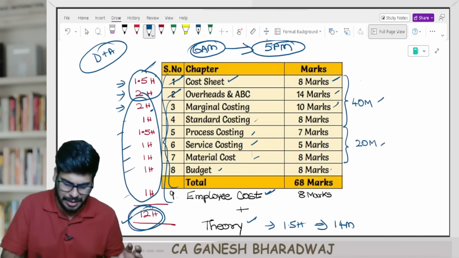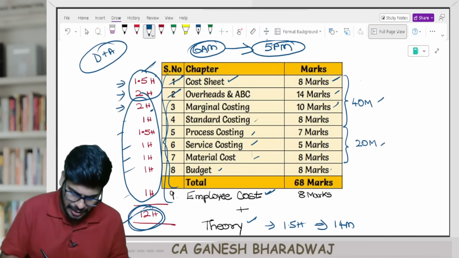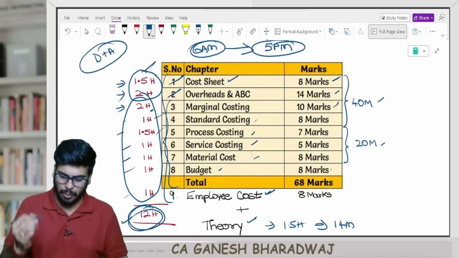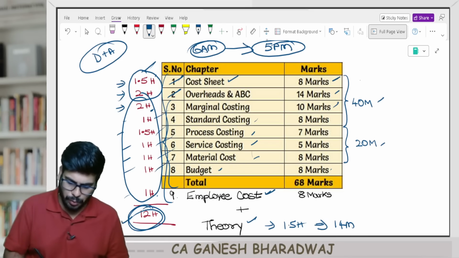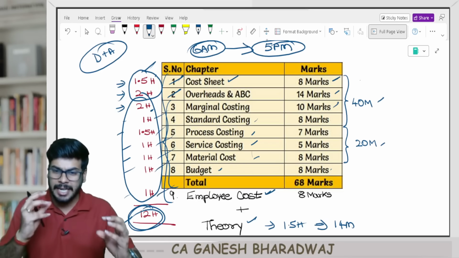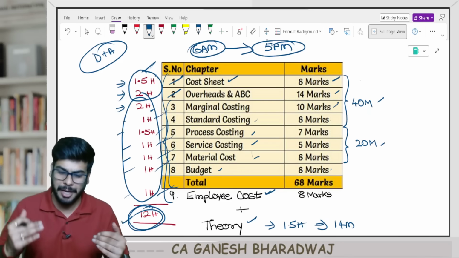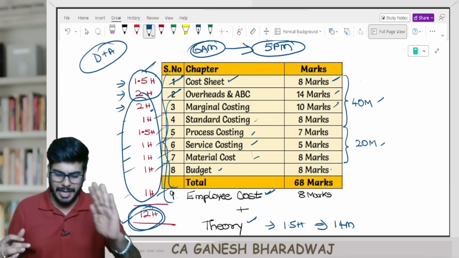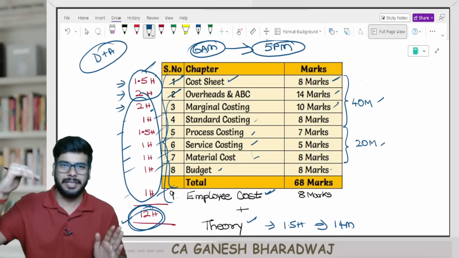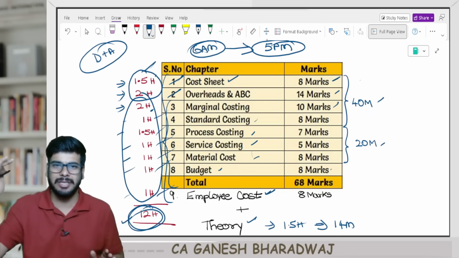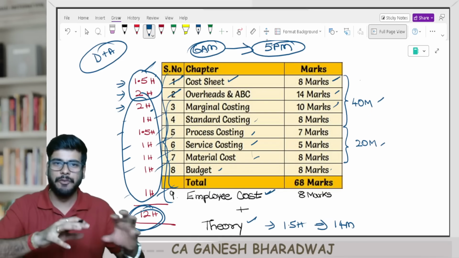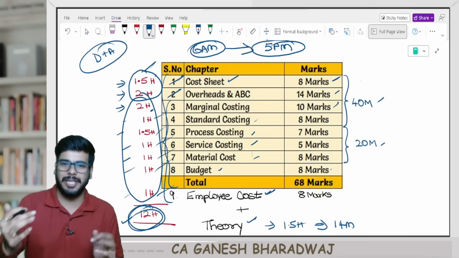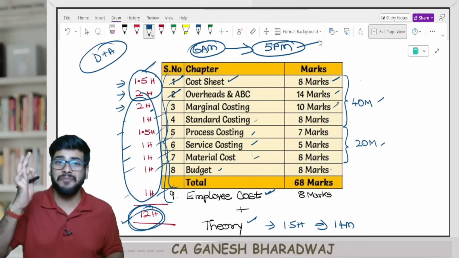First start with marginal costing tomorrow, 2 hours. Then standard costing, 1 hour. Process costing, 1.5 hours. Service costing, 1 hour. Your material cost, 1 hour. Budget, 1 hour. Employee cost, 1 hour. In between, based on your requirement, you take a break. So ideally, 9 hours means 6 a.m. plus 9 hours, max by 3 p.m. you can finish. I am giving a cushion of 2 hours for your break, and maybe certain chapters you might take some extra time. Max by 5 p.m.